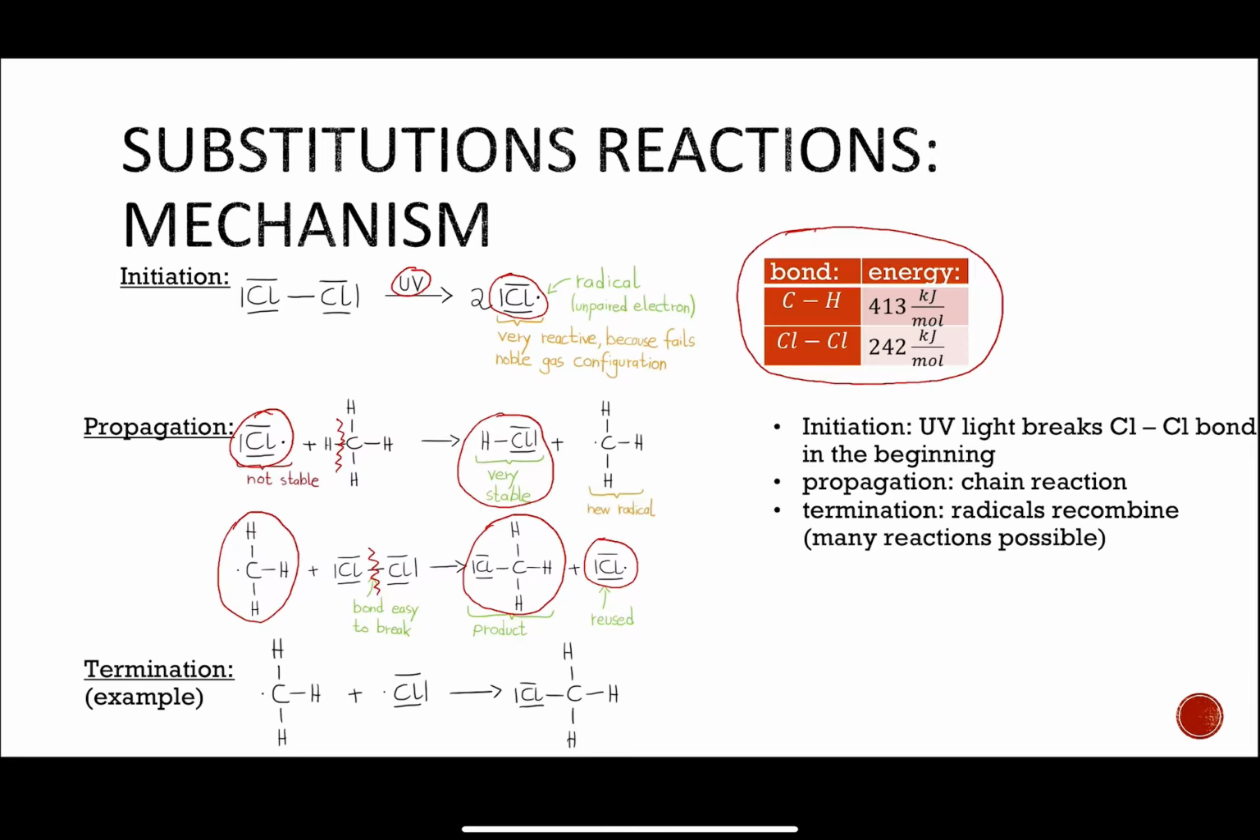In the end, we also need a termination step. This means the reaction somehow must come to an end, and this can, for example, happen if a radical, like the CH3 radical, recombines, reacts with a chlorine radical that is present in the reaction system to form one product molecule, chloromethane. But in this case, we don't have any byproduct. There's no radical at the product site, and this means that the reaction comes to an end here because no radical is there to continue the reaction.